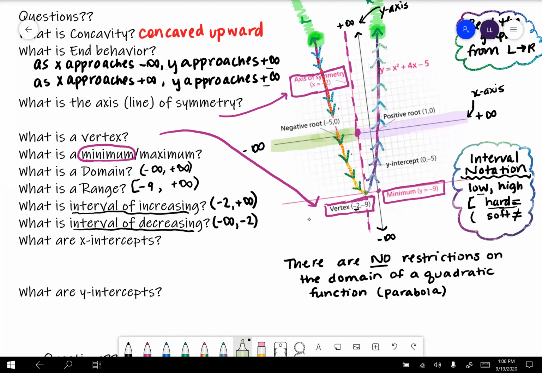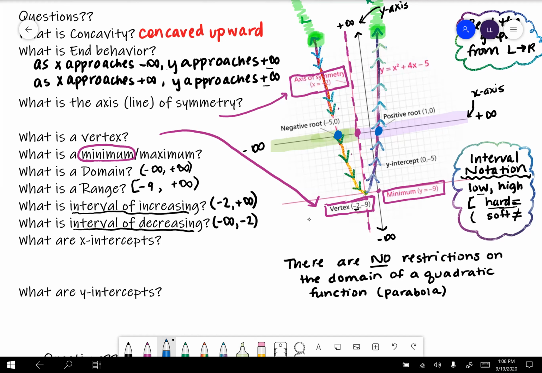Hi everybody, so in this video we're going to determine the x-intercepts and the y-intercepts. The x-intercept is where the parabola crosses the x-axis. So here in this graph, the parabola is crossing the x-axis here and here. There are two x-intercepts in this situation.